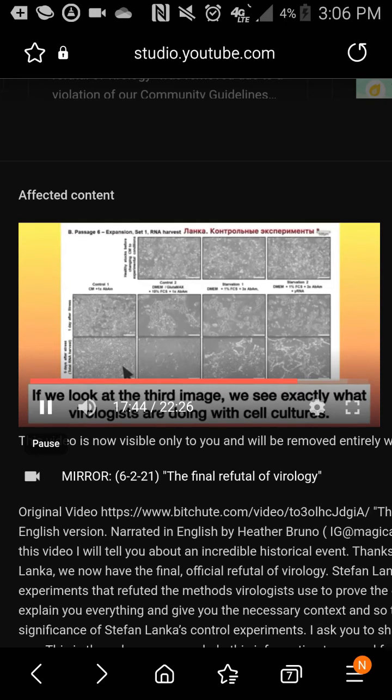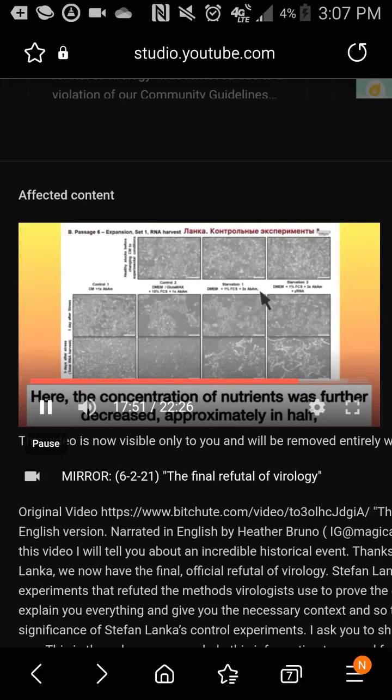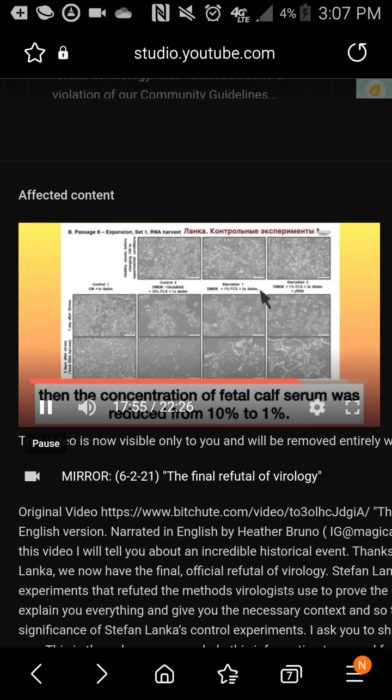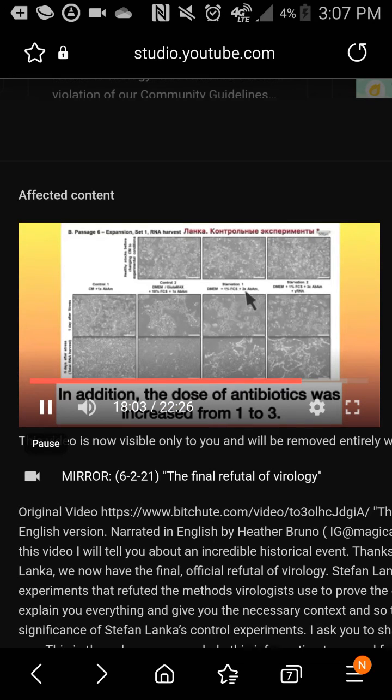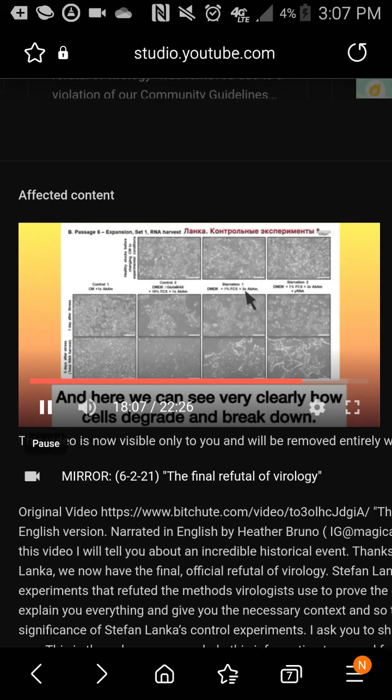If we look at the third image, we see exactly what virologists are doing with cell cultures. Here, the concentration of nutrients was further decreased, approximately in half. Then the concentration of fetal calf serum was reduced from 10% to 1%. In addition, the dose of antibiotics was increased from 1 to 3. And here we can see very clearly how cells degrade and break down.